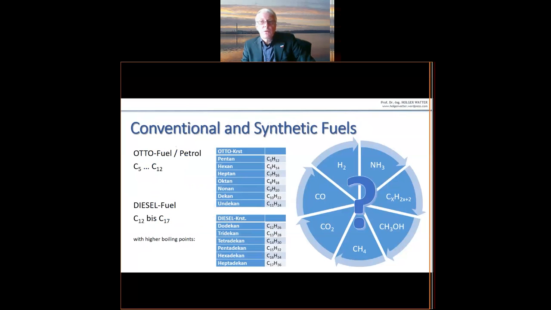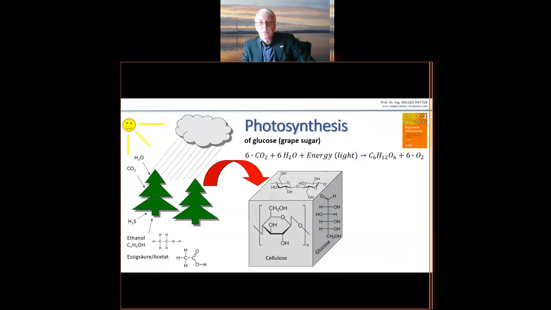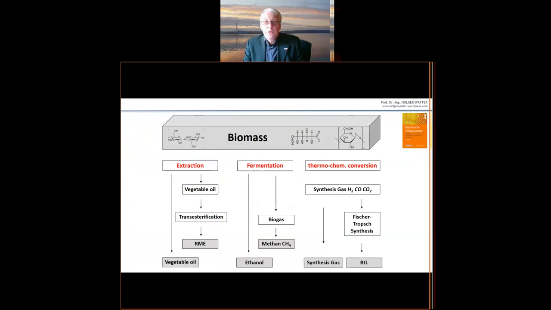First, a reminder of what conventional fuels are and what they are made of. They consist of long-chain hydrocarbons with different chain lengths. Next, what does synthetic fuel mean? Definitions of terms and options for actions. In nature, the term is based on photosynthesis. Nature rearranges molecules and substances and thus creates new substances with special properties and energy content. Through technical measures, for example in the case of biomass, synthetic fuels can be produced in various ways.